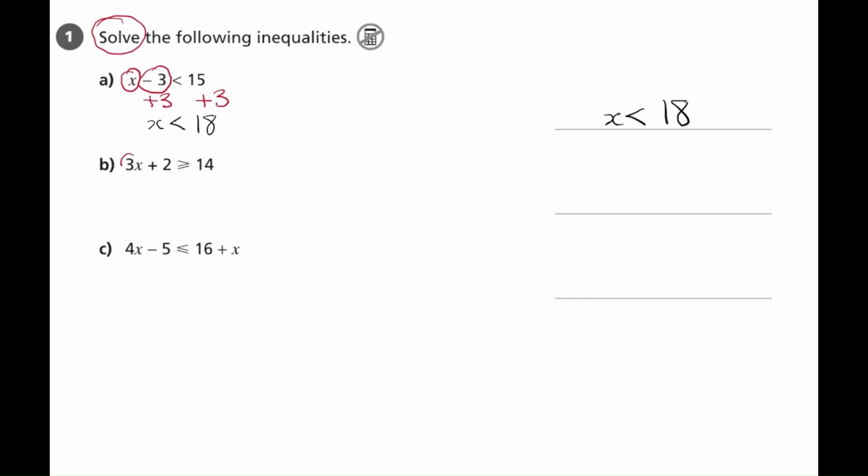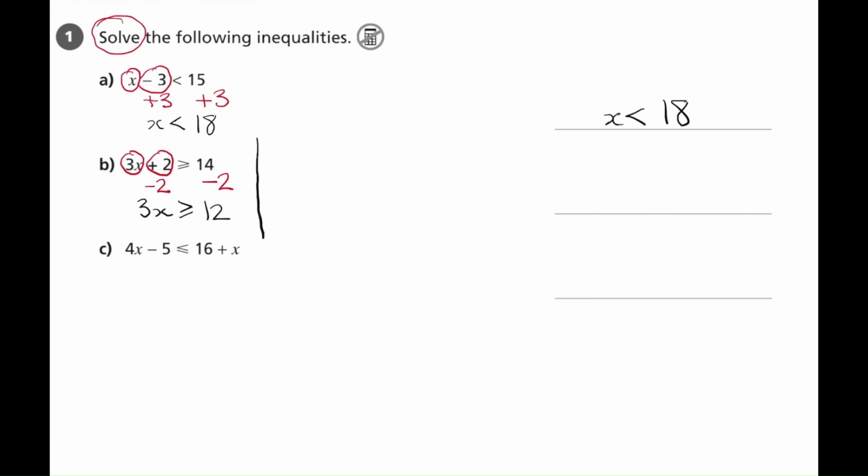This time we have 3x, and then we have add 2 on the left-hand side. We need the x's on their own, so the first thing we try to do is get rid of the plus 2. So we do the opposite, which is to subtract 2, but we must do that to both sides. So on the left-hand side, we have 3x, and then we've got add 2, take away 2, which is 0, so that's gone. The symbol greater or equal to stays there, and 14 take away 2 gives you 12.